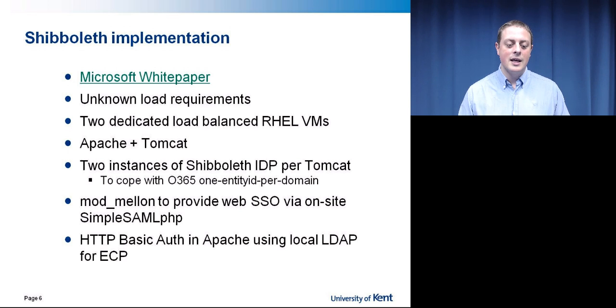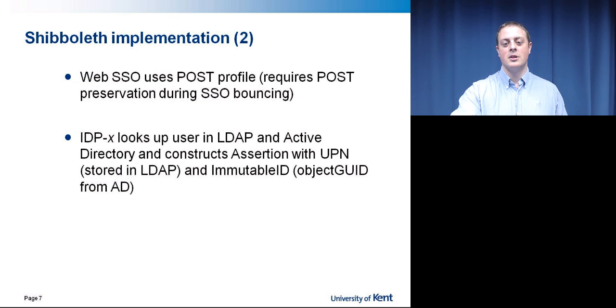The HTTPS basic auth element, I should say, is for ECP. So ECP comes in and makes a basic auth request using the username and password supplied to it by the client. That looks them up in LDAP, does the right thing, still in Apache, and then passes that all back into Tomcat with remote user set for it to do the assertion processing.